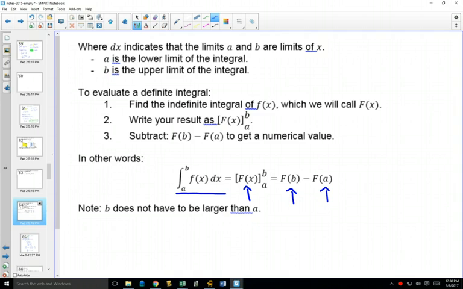Now, normally when we're doing this, we do have a as our smaller value and b as our bigger value, but you can do it backwards and get negative areas, and it still works theoretically, although it doesn't work as well if you're thinking about what it actually means.